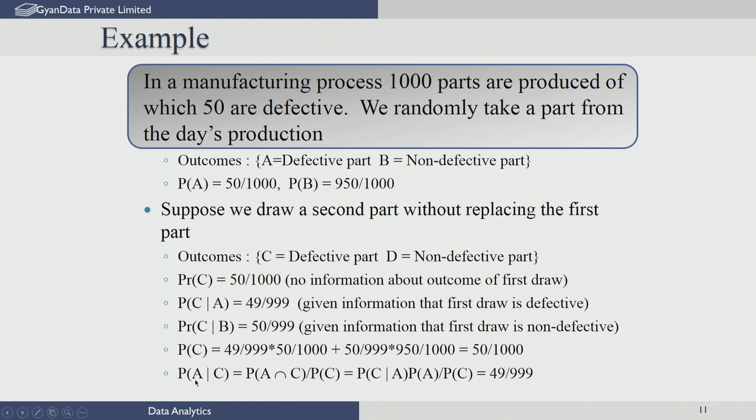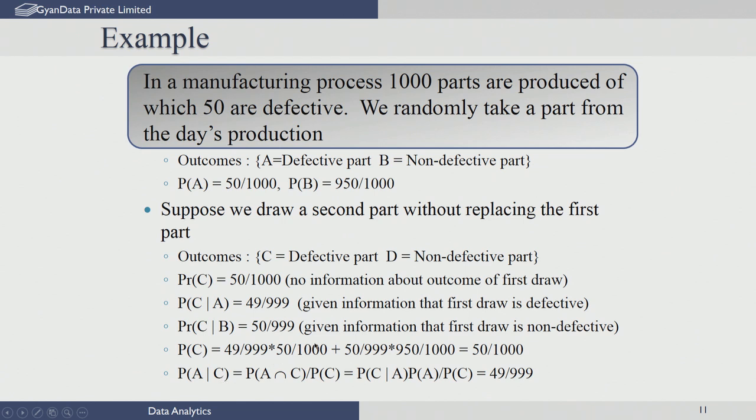Now if you apply again the rules of conditional probability, you can say probability of A given C is probability of A intersection C divided by probability of C, but probability of A intersection C can be written as the conditional probability of C given A multiplied by probability of A. So the whole thing is conditional probability of C given A multiplied by probability of A divided by probability of C. Probability of C given A we have computed as 49 by 999, probability of A is 50 by 1000, divided by probability of C, which is 50 by 1000. So finally I get probability of A given C is 49 by 999. Notice probability of A itself is 50 by 1000, but it has now reduced to 49 by 999 because you told me that the second pick was a defective part.